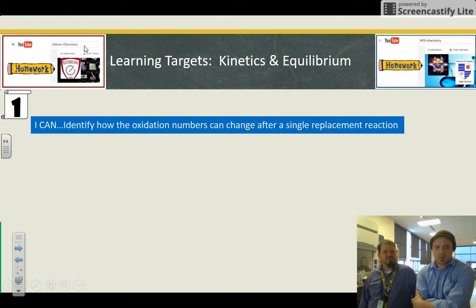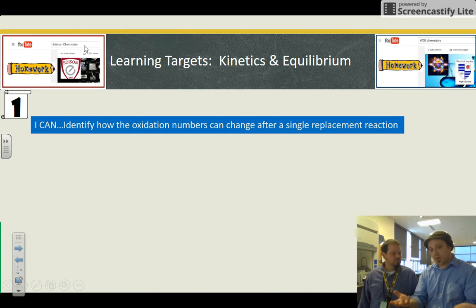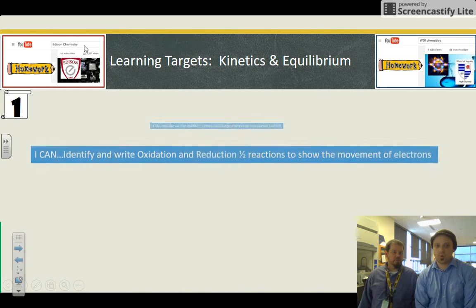I can identify the oxidation numbers that change after a single replacement. We're going to need that in order to draw half reactions so that we can draw the chemical reaction that a battery uses. That's why you have to be able to do it. And that's the actual real way you balance equations, honestly, with electrons.